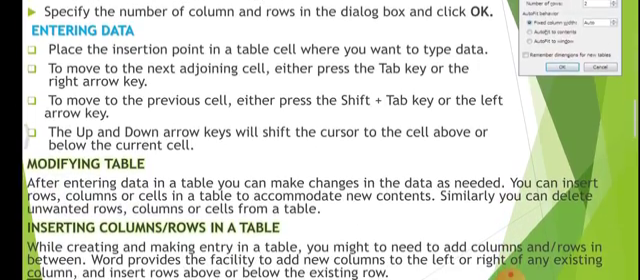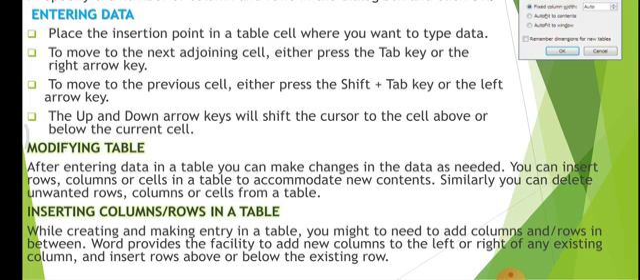Next is entering data. How can we enter data in a table? First, place the insertion point in a table cell where you want to type data. Place your cursor in a cell in which you want to type some data. Next is to move to the next adjoining cell. Either press the Tab key or the right arrow key. To move to the previous cell, either press the Shift plus Tab key or the left arrow key. The up and down arrow keys will shift the cursor to the cell above or below the current cell.